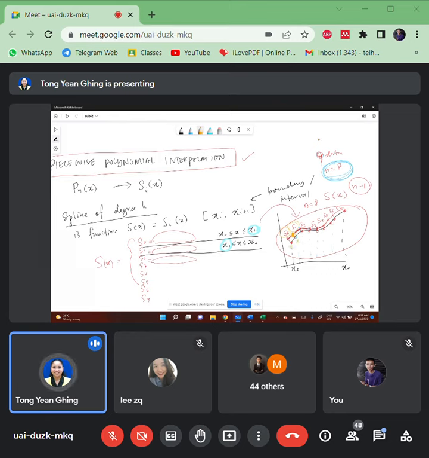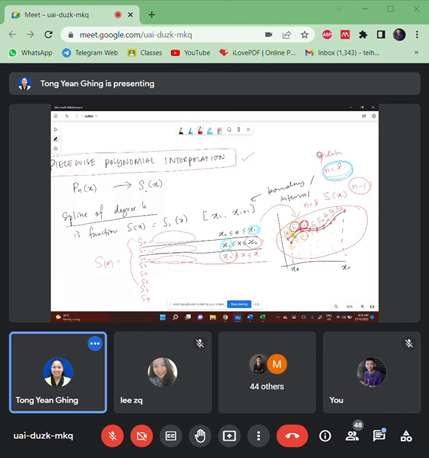Let's say this one is x0, x1, x2, x3, and so on. So for example, the equation S2 and X3, S1 and X2, it will meet at this point. Yeah. So this one, you see where this one, they will meet here.